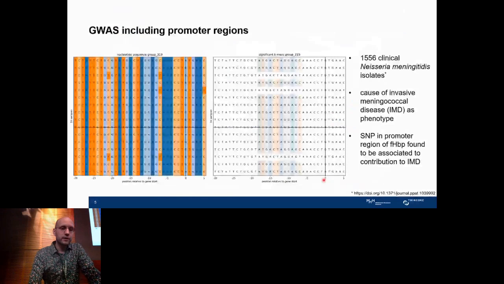For this visualization, let's start out on the x-axis, which is the nucleotide position relative to the gene start. On the y-axis is a subset of 16 strains, which is divided by the horizontal black line into phenotype positive strains on top, so strains that cause invasive meningococcal disease, and phenotype negative strains on the bottom.